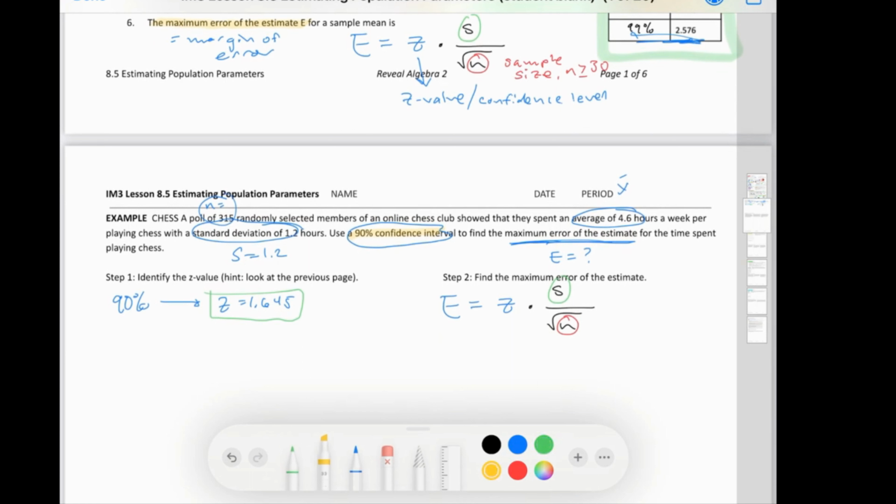The z-score comes from here, so right there I'm going to write 1.645. And then the s is the standard deviation, so I'm going to write 1.2. And then the n value was 315.